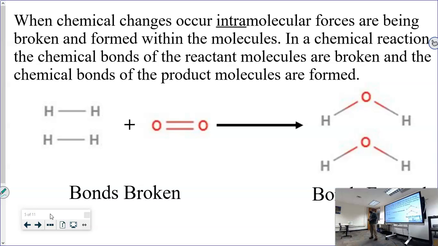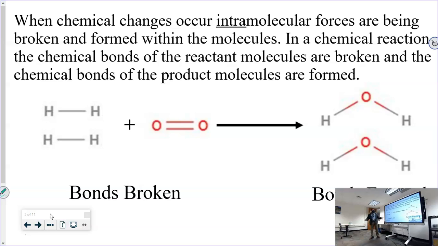So, physical changes, like I just said, break and create intermolecular forces. Chemical changes break and create intramolecular forces, bonds, covalent bonds. Okay? That's kind of the takeaway from 4.4.